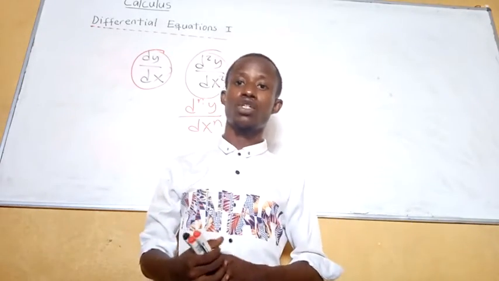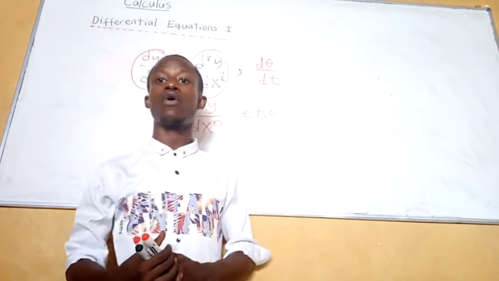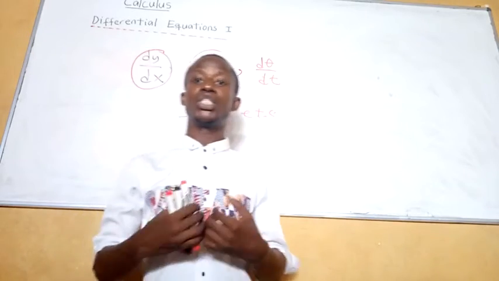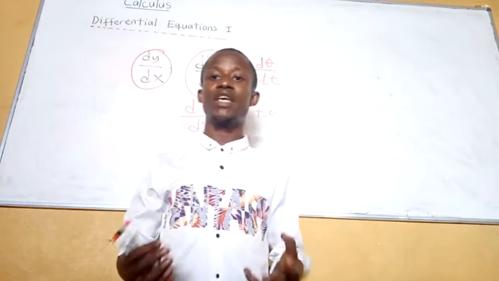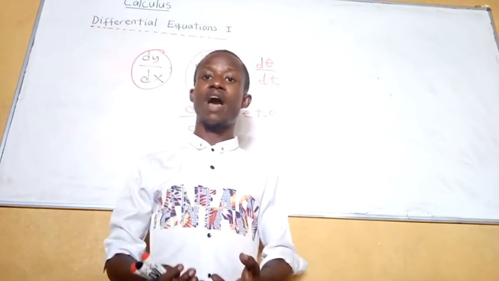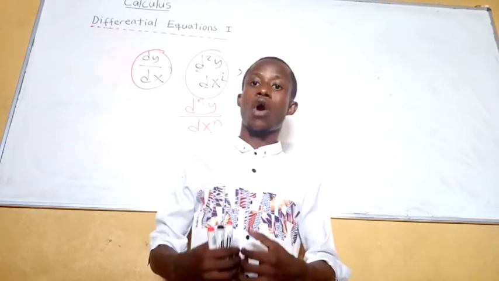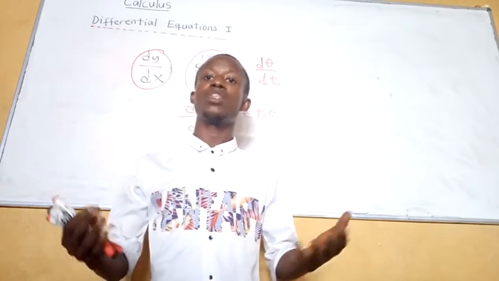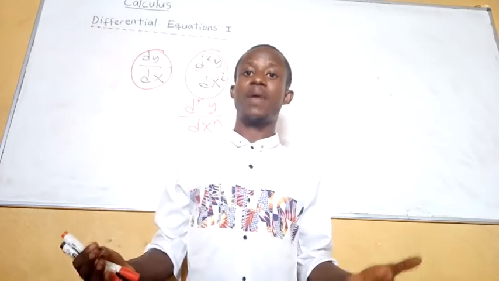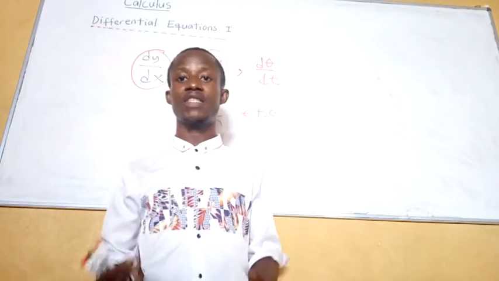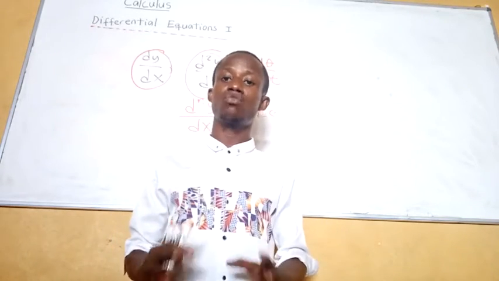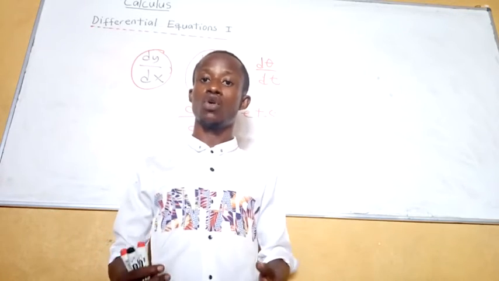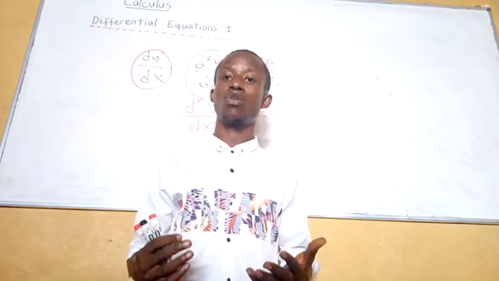In differential equations, we have two solutions. We have what we call a general or primitive solution, and we have a particular solution. A particular solution is usually obtained by giving some initial values and solving for the constant and replacing it into our general or primitive solution to obtain our particular solution.